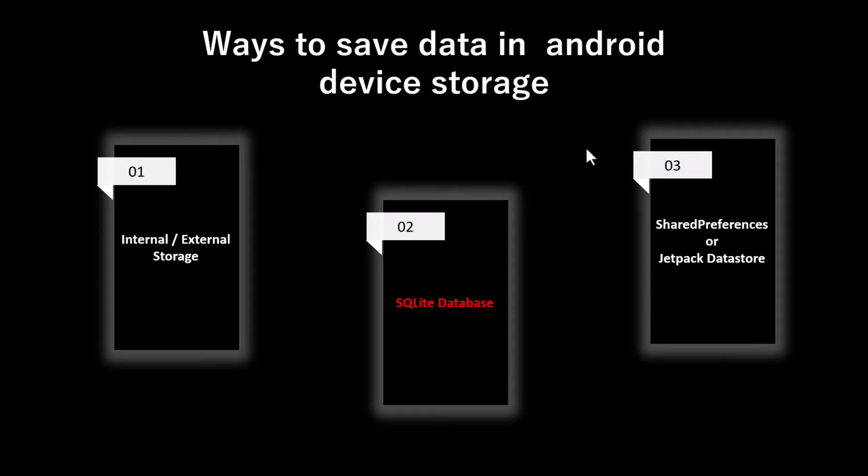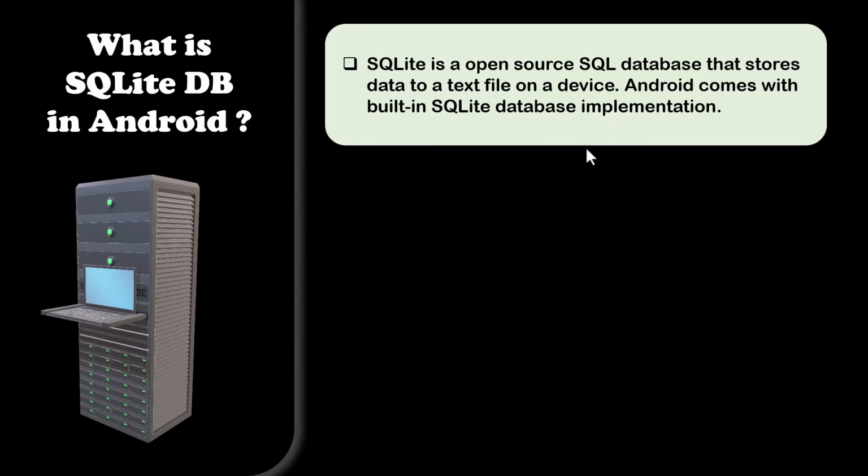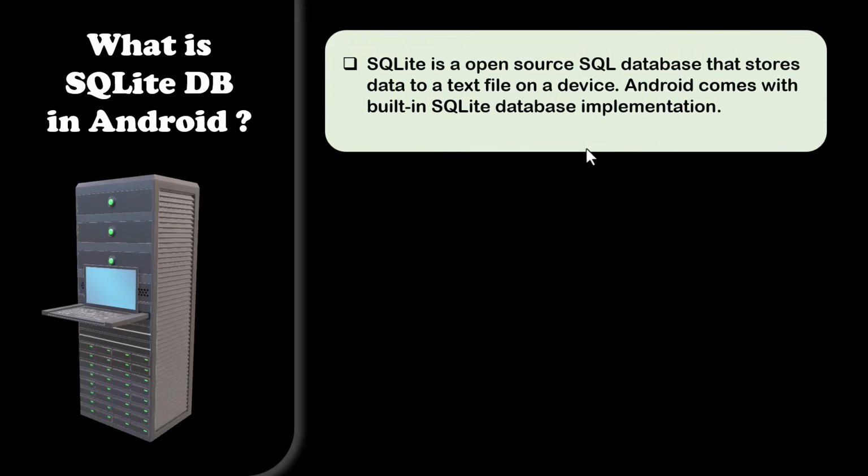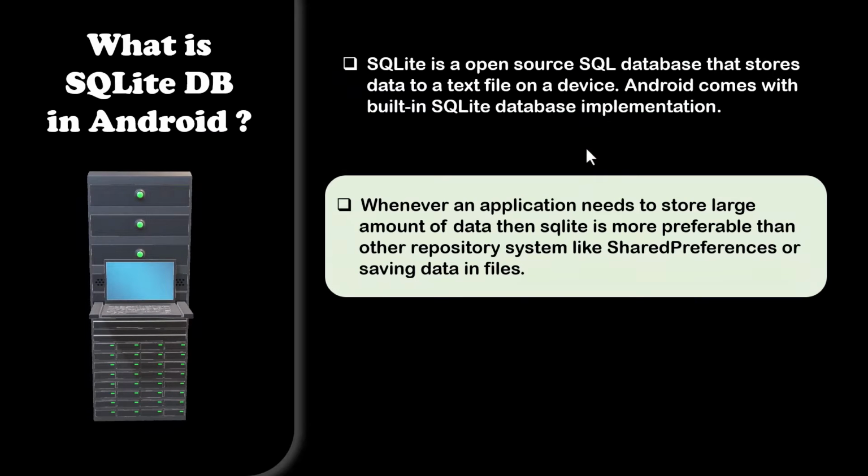Cool. So first let's try to understand what SQLite database is. SQLite is an open source SQL database which stores data in a text file on Android devices, and Android comes with an inbuilt SQLite DB implementation, so we don't need to use a third-party API or JDBC to have a connection with our database. Whenever an application needs to store a large amount of data, SQLite is more preferable as it is more structured and provides easier ways to access or handle the data.